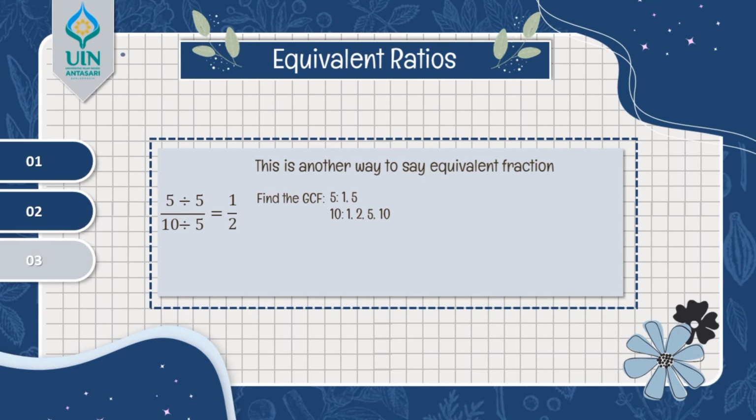So, you divide the top by 5 and the bottom by 5, and you get your equivalent ratio or your equivalent fraction. So, 5 over 10 is equal to 1 over 2. In other words, if you have a ratio of 5 to 10, it's the same as having a ratio of 1 to 2.